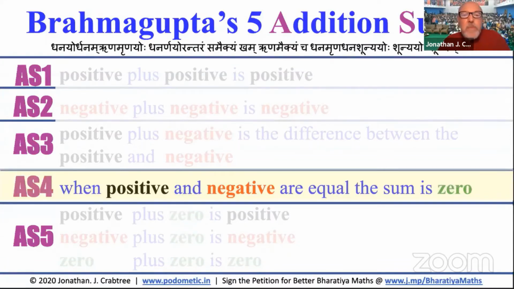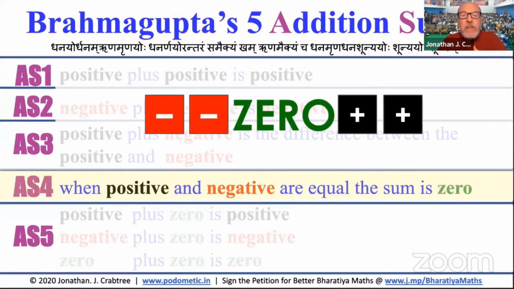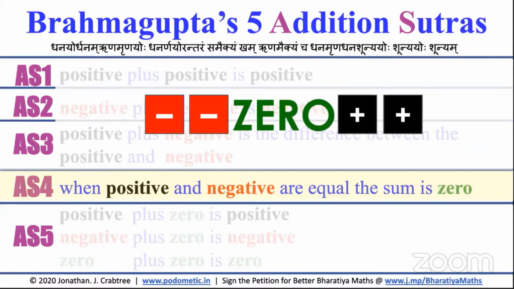Addition Sutra 4: when positive and negative are equal, the sum is zero. So there we've got a zero. And there's another zero. We've got two positives and we've got two negatives, and that is a definition, a quantitative visual definition of zero. So if we take away the two positives from zero, you can see with your eyes that you're left with two negatives.